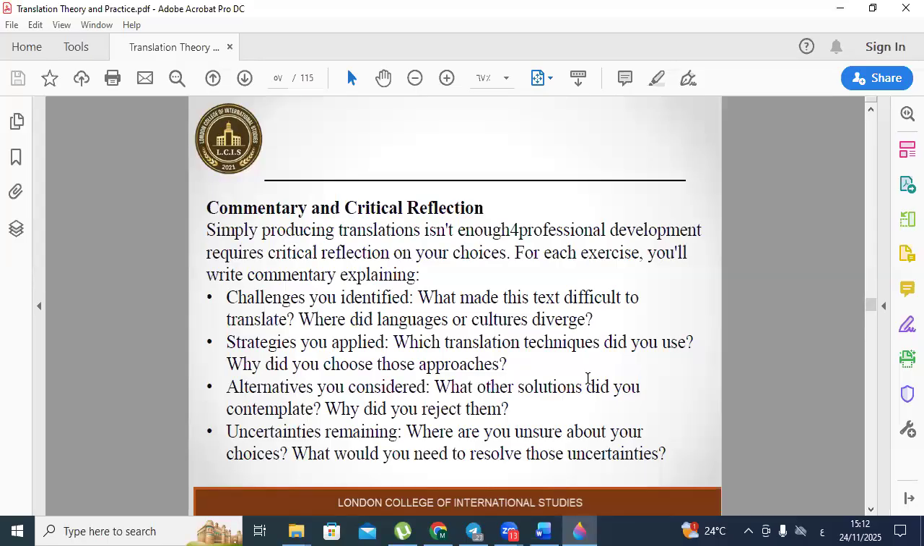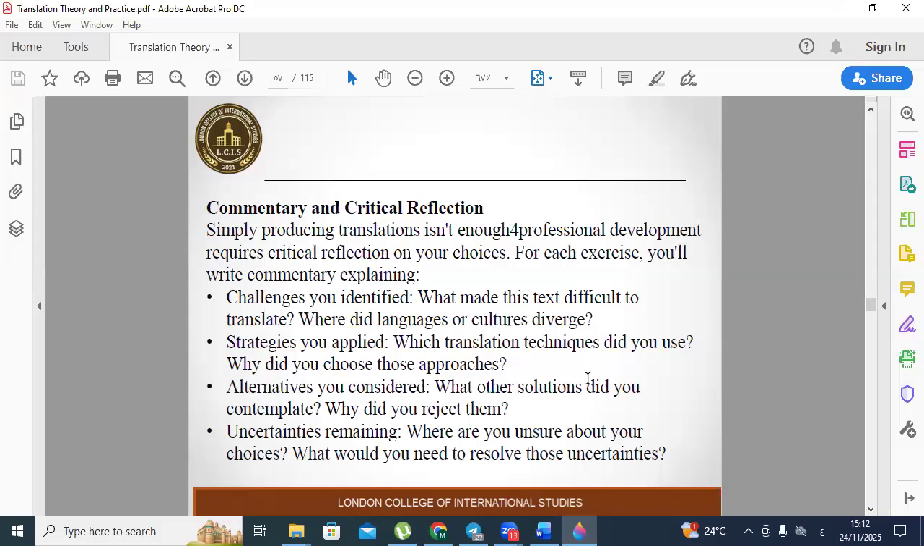Simply producing translations isn't enough. Professional development requires critical reflection on your choices. For each exercise, you will write commentary explaining challenges you identified: what made this text difficult to translate, where languages or cultures diverge, the searches you applied, which translation techniques you used, why you chose those approaches, and alternatives you considered. What other solutions did you contemplate?